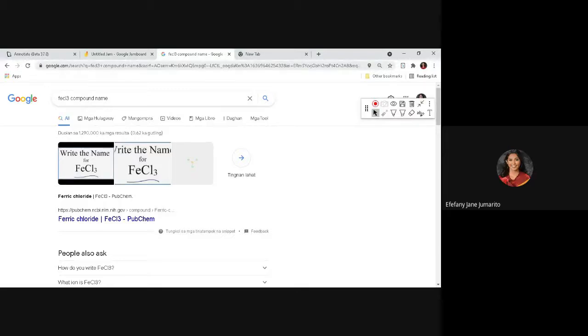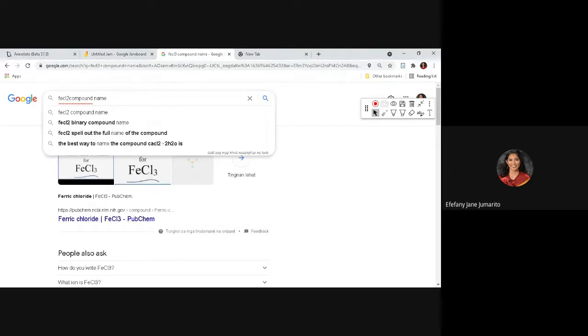Now, iron chloride is not specific because we have FeCl2. That's ferrous, so you name that one ferrous chloride. If the oxidation state of your iron is positive 2 or positive 3, the 2 can be named iron but it's not specific. We name it ferric if the oxidation state of iron is 3, and ferrous chloride if the oxidation state is 2.